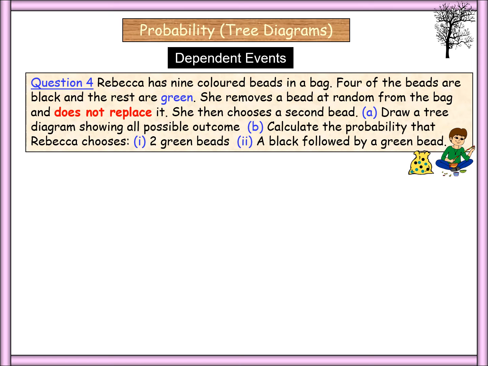Now let us have question 4. Rebecca has 9 colored beads in a bag. 4 of the beads are black and the rest are green. She removes a bead at random from the bag and does not replace it. She then chooses a second bead. Draw a tree diagram showing all possible outcomes. Calculate the probability that Rebecca chooses 2 green beads and a black followed by a green.